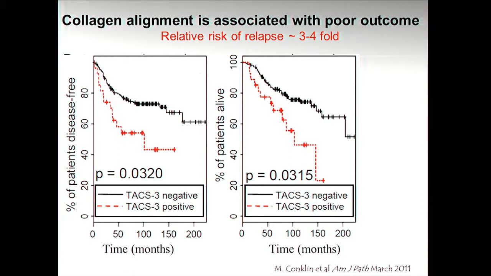We have a very strong ability to predict long-term outcome in human breast cancer. This goes out 200 months. That's about 20 years. And so in red is if the patient has this perpendicular collagen, any perpendicular collagen, and in black is if they don't. And so you can see it has a very good prognostic ability for having breast cancer again or for dying of breast cancer. And so this has been rather exciting, and we're taking this forward.